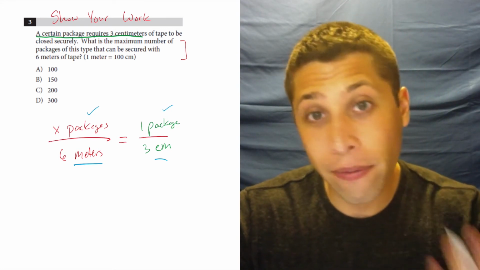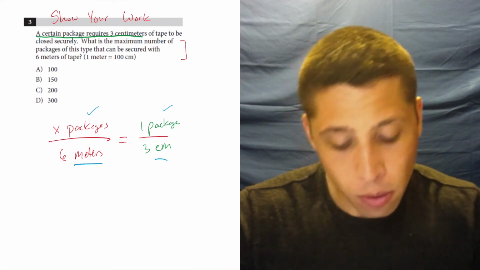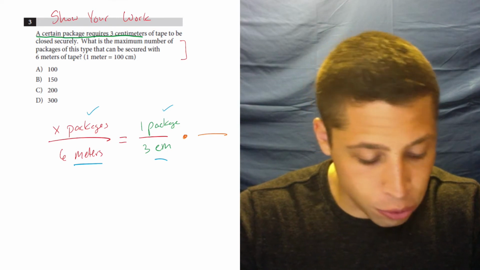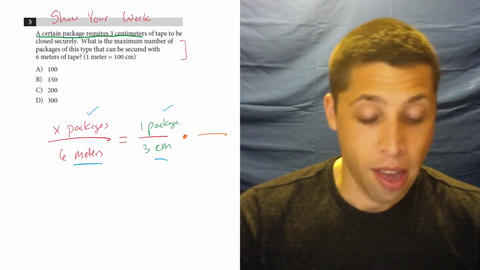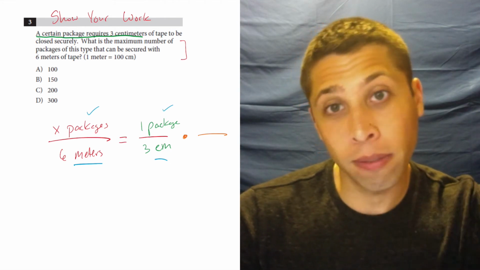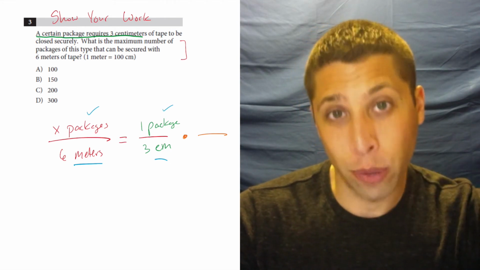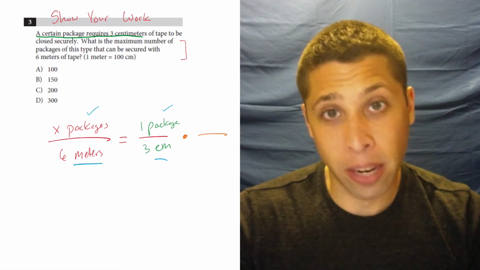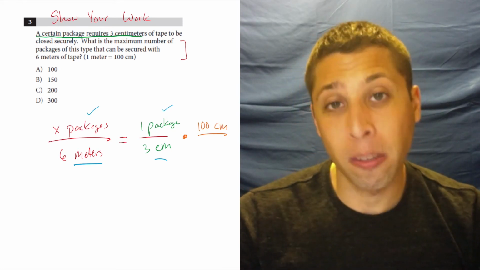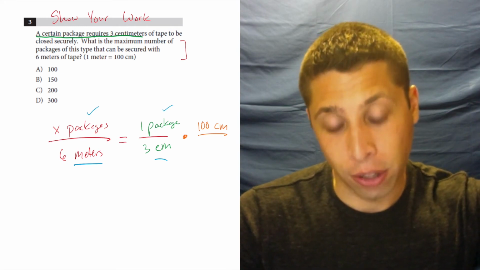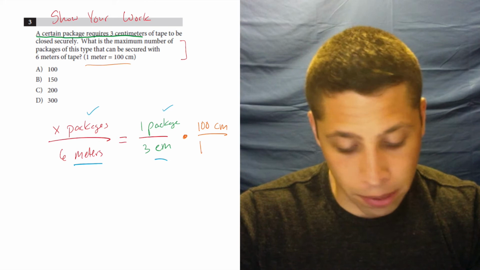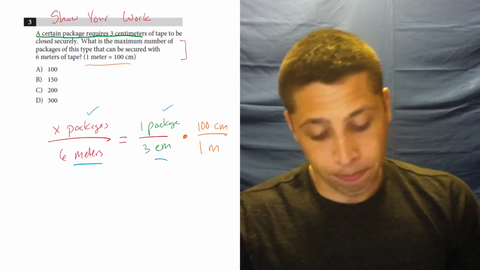So the way to fix it is very easy. We want to change centimeters into meters. So what you do to do that is you create new fractions that include new rates that let you convert away the bad unit. So in this case, I want to get rid of centimeters. So I'm going to create a rate that puts centimeters on the top of the fraction. And they tell me right here that 100 centimeters is equal to 1 meter.